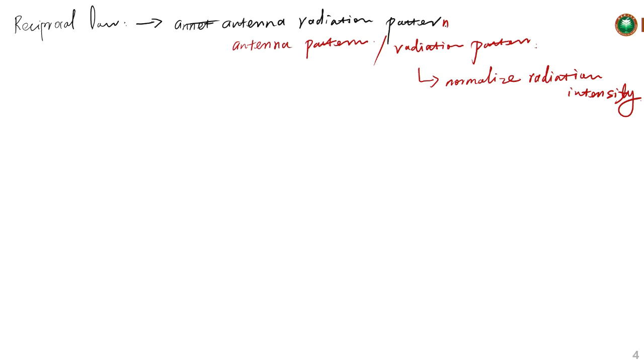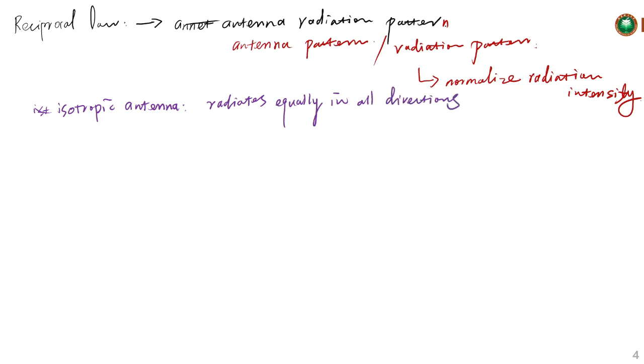And the reference pattern is generated by the isotropic antenna, right? An isotropic antenna radiates equally in all directions. So it is like a point source, all right?